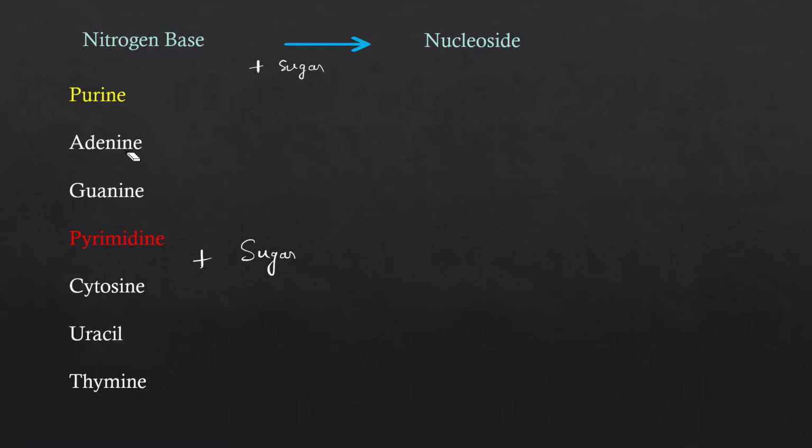So see here, adenine, when it joins with the sugar, will become a nucleoside. We call it adenosine. This is very important. Adenosine, if it is RNA. If it's DNA, then you can call it deoxy. Remember this. So adenosine or deoxyadenosine. Guanine will become guanosine.